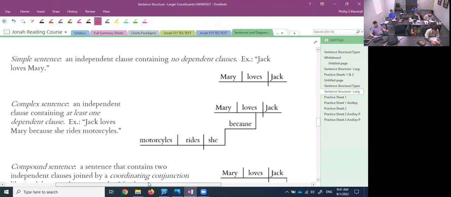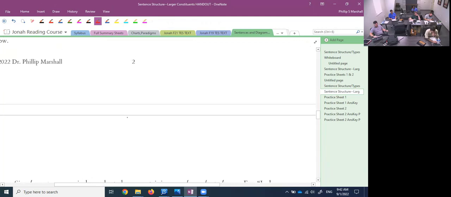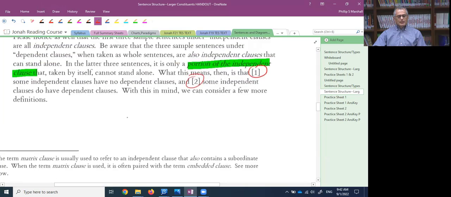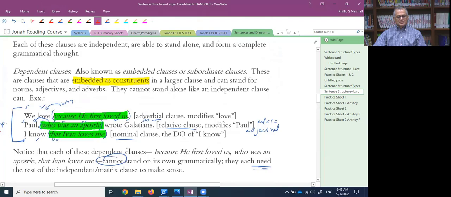Dr. Marshall? Yes. Having trouble really understanding the nominal clause. Yeah. A nominal clause is a dependent or embedded clause that functions like a noun. So it's going to go wherever a noun can go. So what can nouns do? Nouns can function how? Nouns can be subjects of sentences, right? Nouns can be direct objects of sentences. What else can a noun do?